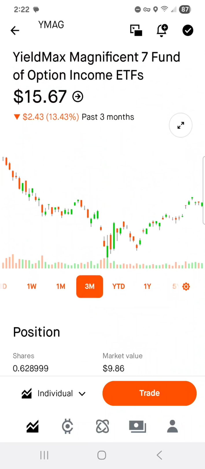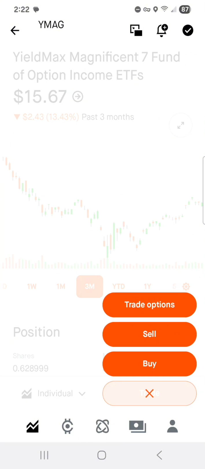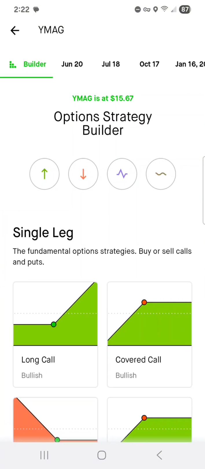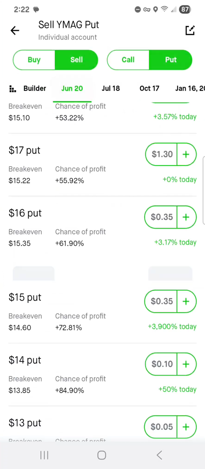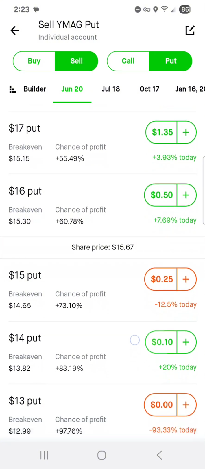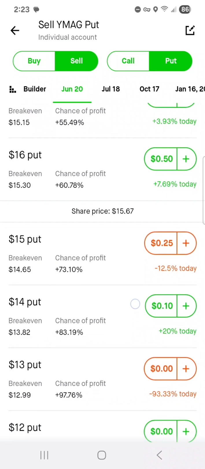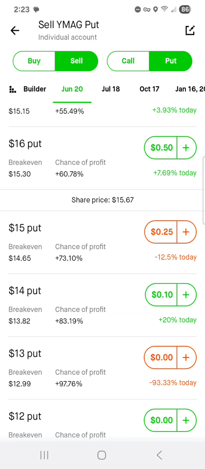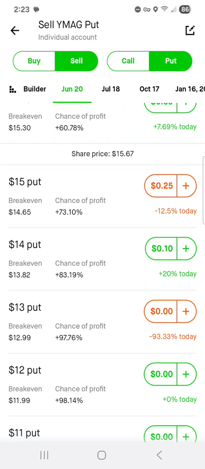Okay, so what I'm going to do is click trade options, put it out for about a month from now. Actually, today's May 20th, 2025, so it's exactly a month from now. These are all the strike prices, and I have my options set to sell and put. And let's check out the $13 put.